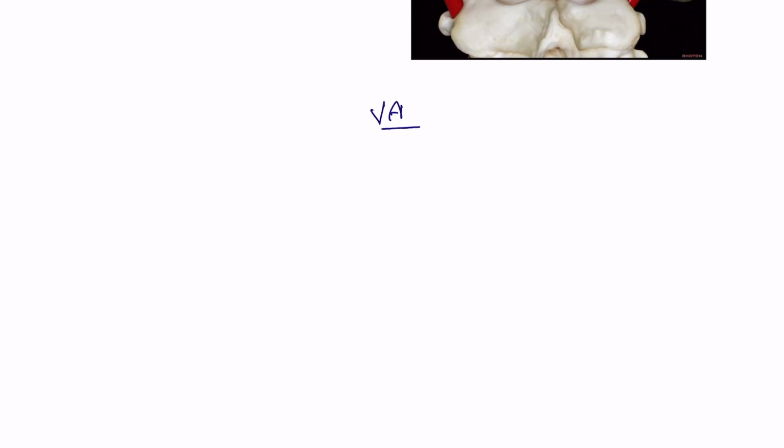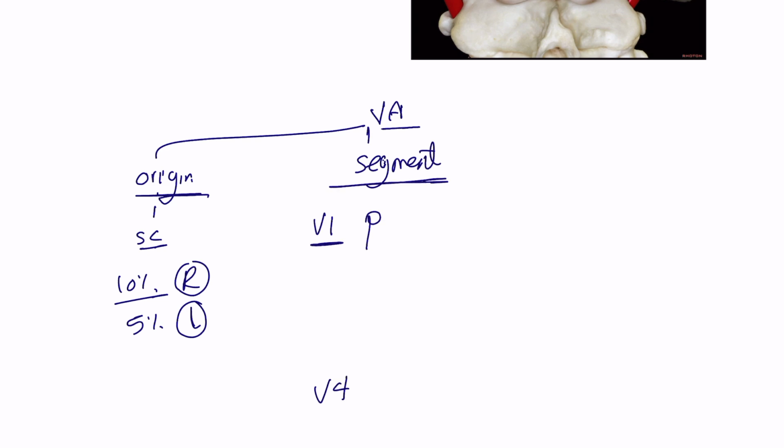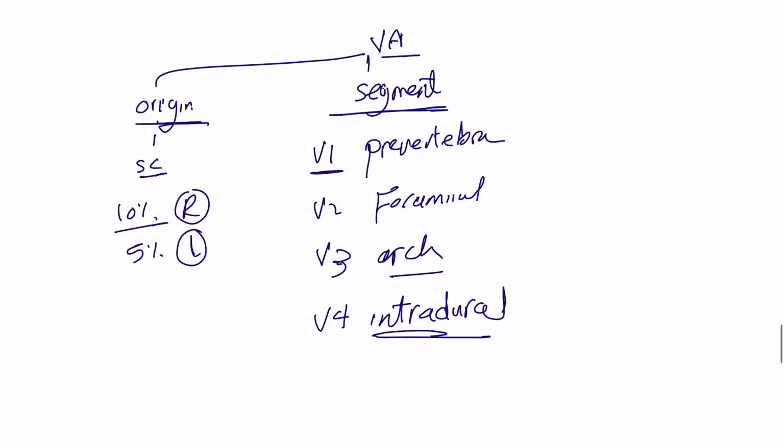So to summarize, we talked about the vertebral artery, and we know that the vertebral artery origin is coming from the subclavian artery, and in 10% of patients, the right side will be hypoplastic. In 5%, the left side will be hypoplastic. And segments, we know that the segments of the vertebral artery are 4, from V1 to V4. V1 is the prevertebral, and V2 is the foraminal, so inside the foramen, and V3, this is around the arch, and V4, this is the only intradural, and we know that it joins the other vertebral artery to form the basilar artery.